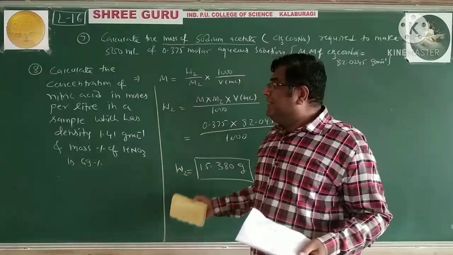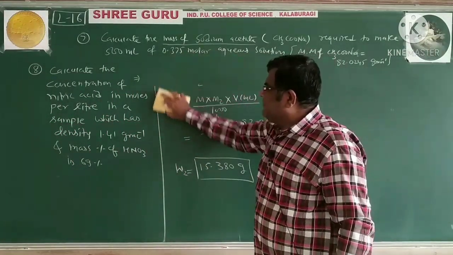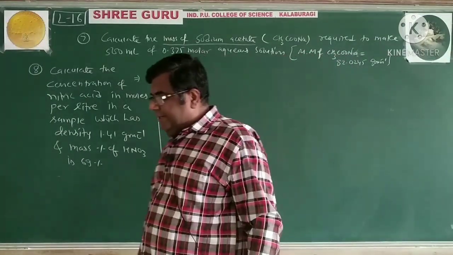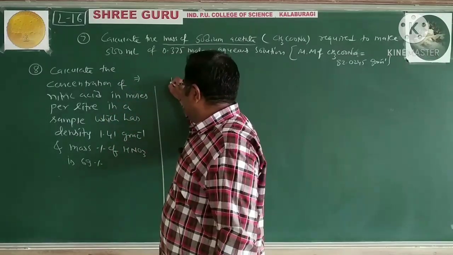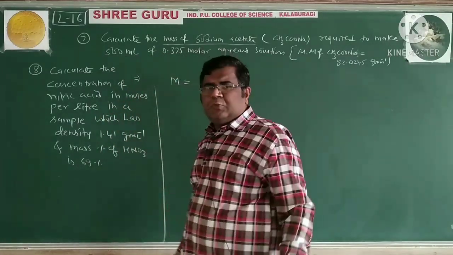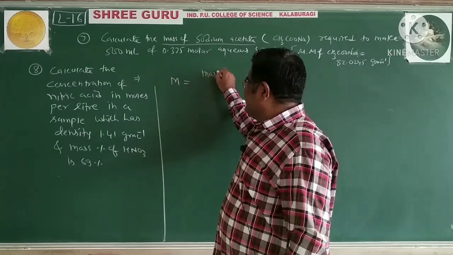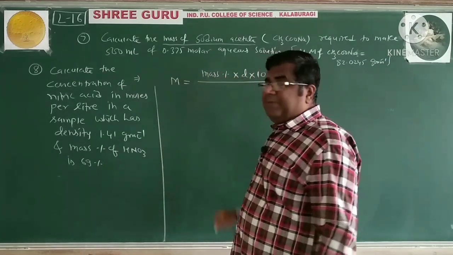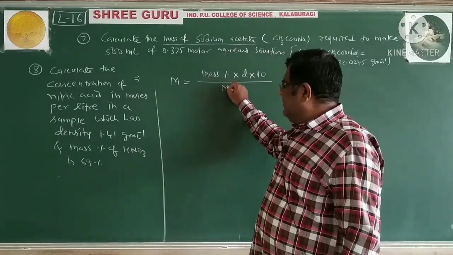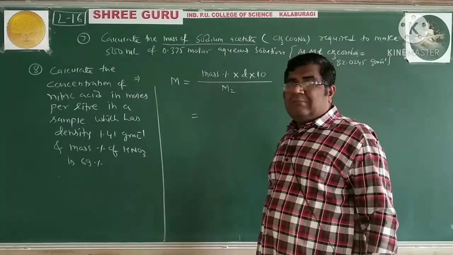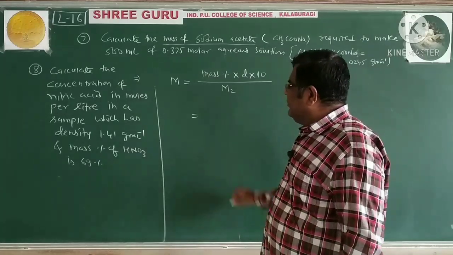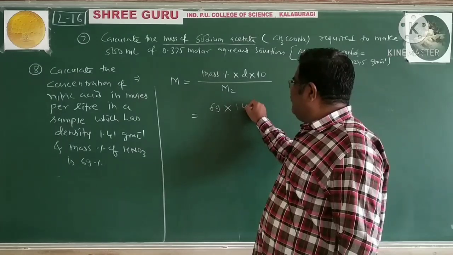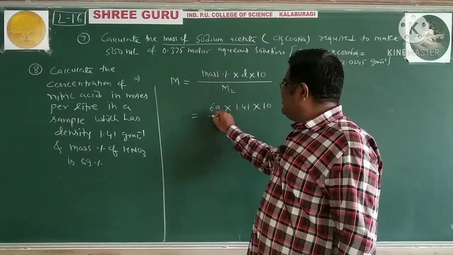Relation between molarity and mass percent we can use here. So we can write molarity equals mass percent into density multiplied by 10 divided by molar mass of the solution. Mass percent is 69. Density is 1.41. This 10 is the part of the formula.